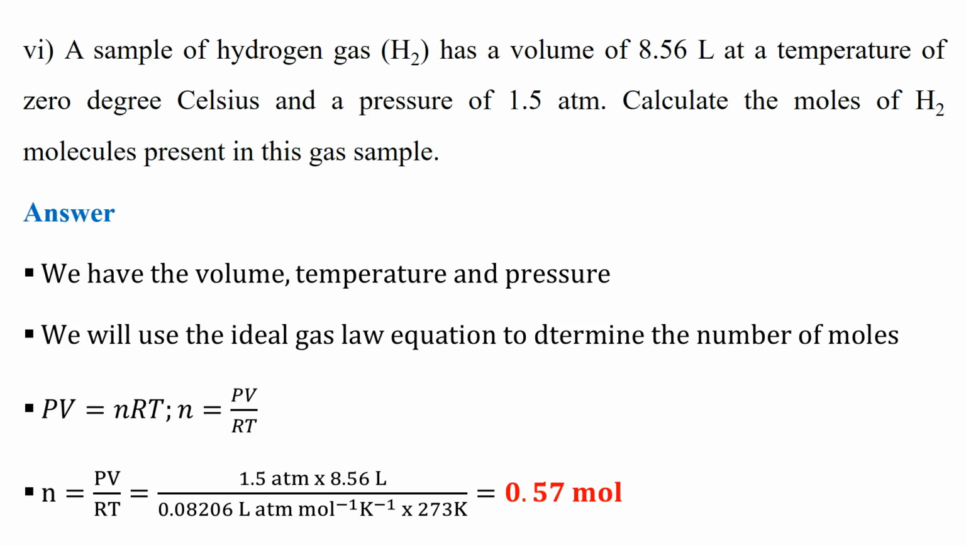So in that case, you can calculate the n. Because we know from the ideal gas equation that PV is equal to nRT, then this means that n is equal to PV over RT. So then, replacing the values that we have, the pressure of 1.5 atmosphere, the volume 8.56 liter, the gas constant, and the temperature, which is changed to Kelvin, we will obtain 0.57 moles.